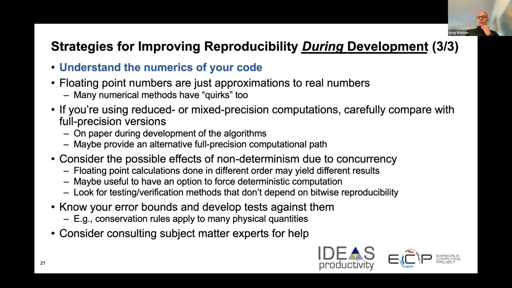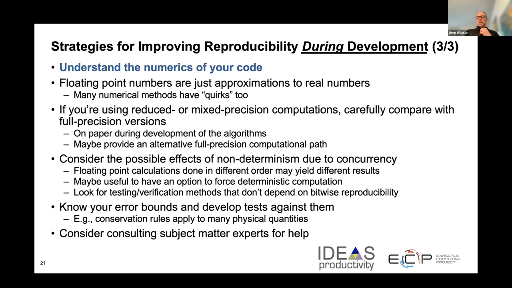That means that the results that you get are going to be approximations to the real results. And this can introduce lots of different issues. For example, you might be using different precisions. Some systems reduce the precisions to increase performance. So it can be really important to make sure that the results you're getting are comparable to full precision versions.